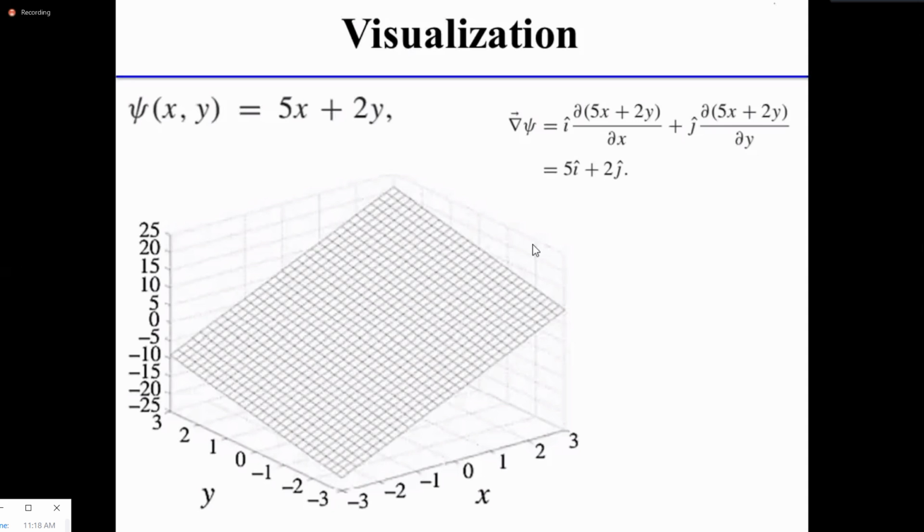So if you want to find out maximum increase direction, where will it be? It should be somewhere in the direction of 5i plus 2j. It may be given for example by this line. So here you will see the maximum increase direction, or the direction of the gradient.